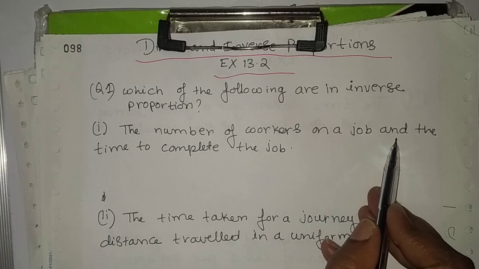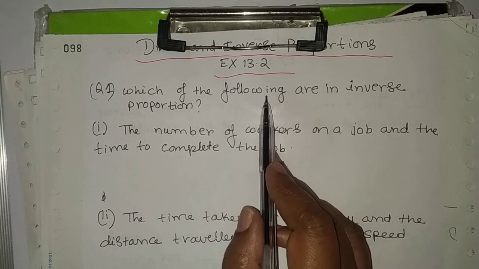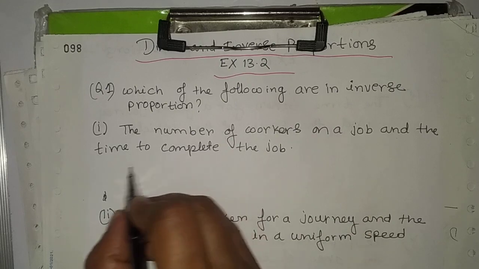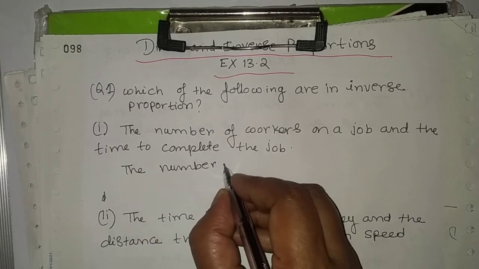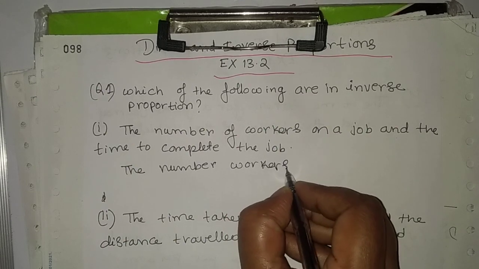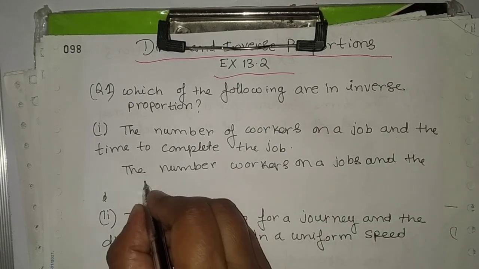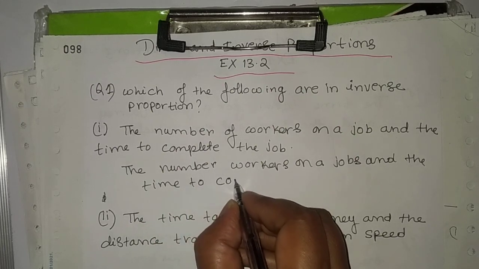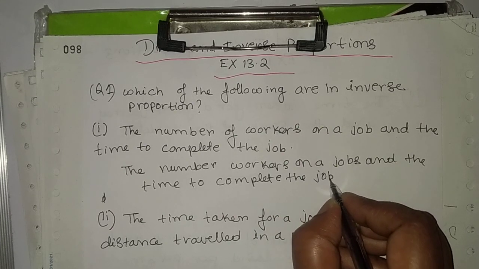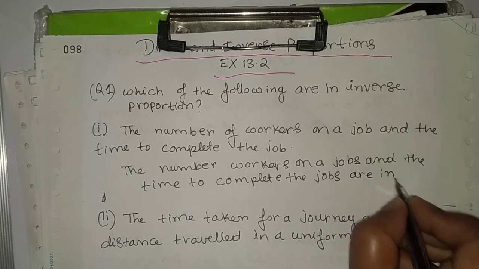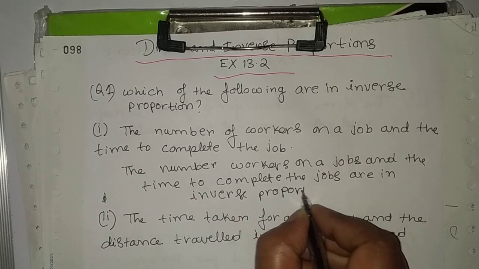The number of workers on a job and the time to complete the job. What is the answer? We just have to write whether it is inverse proportion or not. The number of workers on a job and the time to complete the job are in inverse proportion. So this is the answer we have to write.